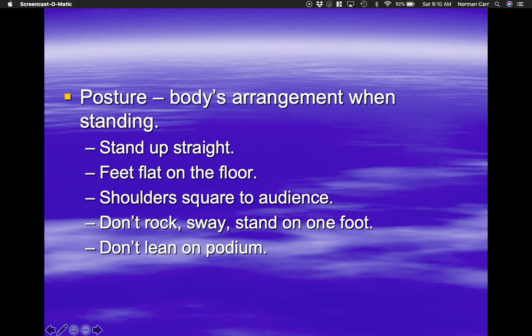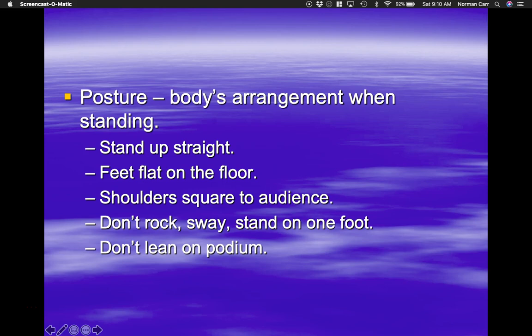Another thing that I look for in your presentation is your posture. Your posture is your body's arrangement when you stand. You want to make sure that you're standing up straight. You don't want to be leaning against anything. You don't want to be leaning on the podium. You want your feet flat on the floor. Make sure that you're facing the audience. Don't turn your shoulder or rest your arm on the podium. Make sure that you're standing up straight with your shoulders square facing us.